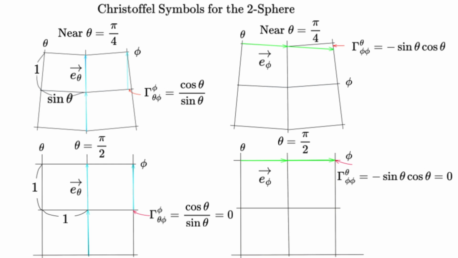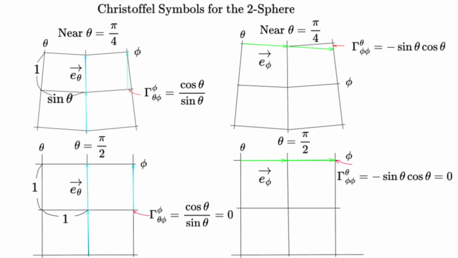We've made a diagram of the Christoffel symbols for the two-sphere. Let's look at what happens starting from the bottom left. theta equals pi over 2, the equator, from our point of view. At first, it's a square. By the definition of gamma phi theta phi, the phi component of how much the basis vector E theta changes when it moves an infinitesimal distance along the phi axis is 0.